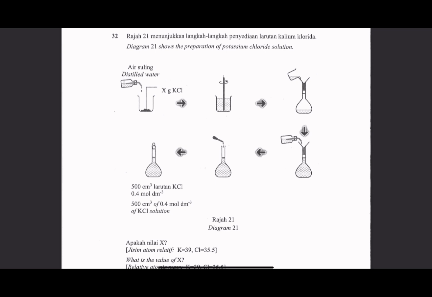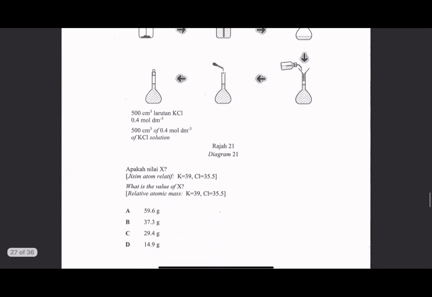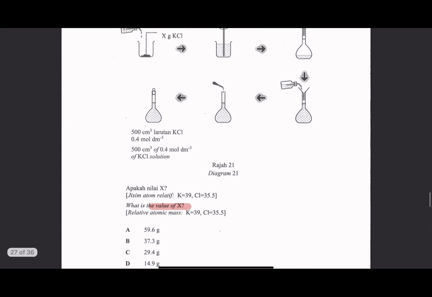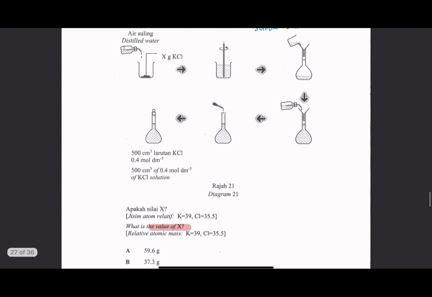Okay, question 32. It shows the preparation of potassium chloride solution. Potassium chloride solution is a soluble salt. Potassium, sodium, ammonium, all are soluble salts. Okay, the question: what is the value of X? Where is our X? Okay, X is the mass in grams, and the molarity and volume are given.